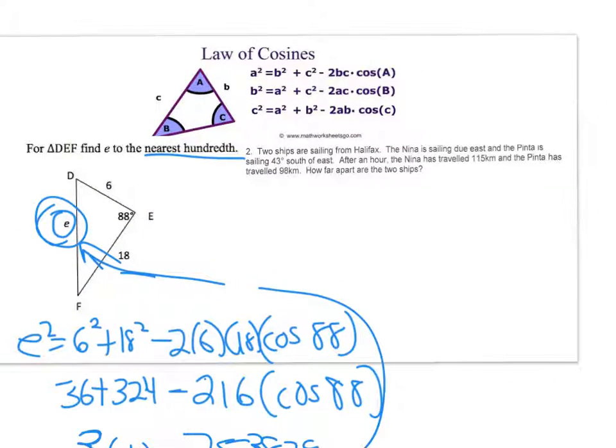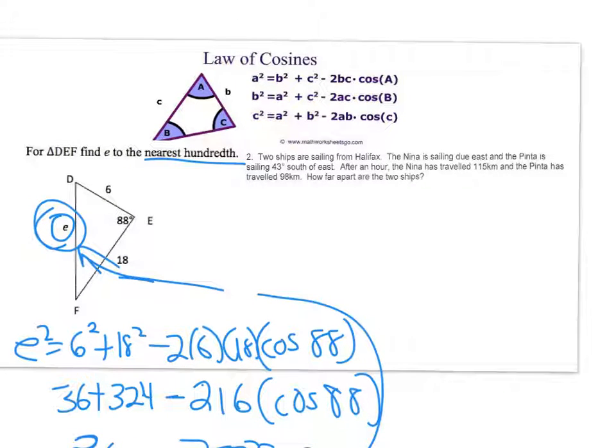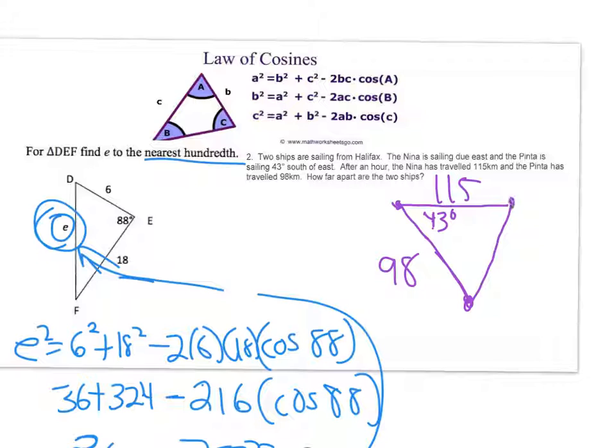So now if I look over here at number 2, two ships are sailing from Halifax. The Nina is sailing due east, and the Pinta is sailing 43 degrees south of east. So it's going here, and that's going to be 43 degrees. After an hour, the Nina has traveled 115 kilometers, and the Pinta has traveled 98 kilometers. How far apart are the two ships? So I'm looking for how big is this distance.